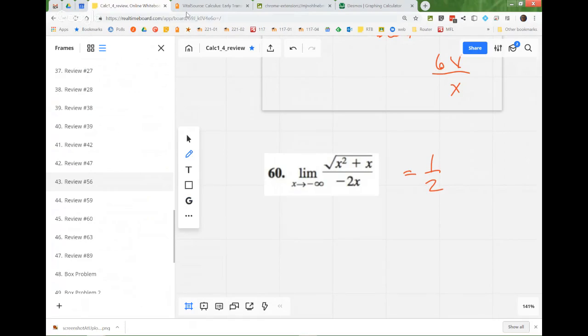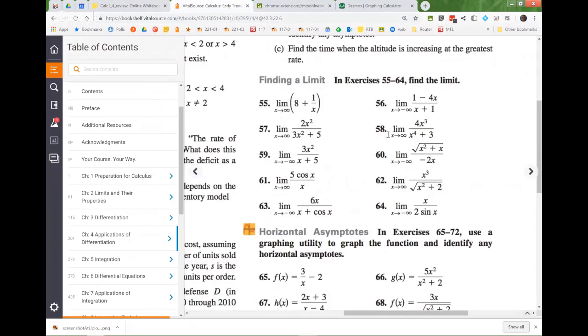You want to pick another one from that? I don't know who that was talking, but did you want to pick another one from the 55 to 64 section? Oh no, I think I'm good. Thank you. Okay.